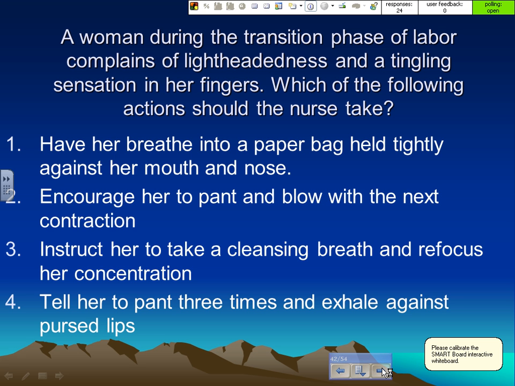The woman during the transition phase of labor complains of lightheadedness and a tingling sensation in her fingers. Which of the following actions should the nurse take? Get your clickers out. Oh, I'm sorry, I should read those. Have her breathe into a paper bag held tightly against her mouth and nose. Encourage her to pant and blow with the next contraction. Instruct her to take a cleansing breath and refocus her concentration. Tell her to pant 3 times and exhale against pursed lips.